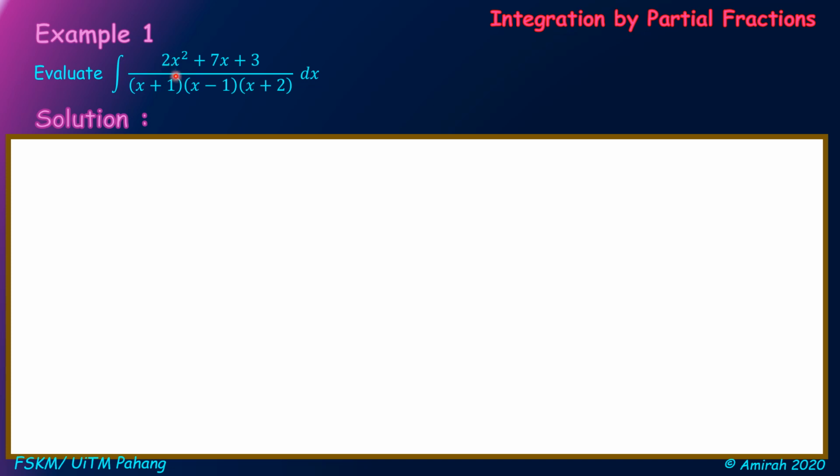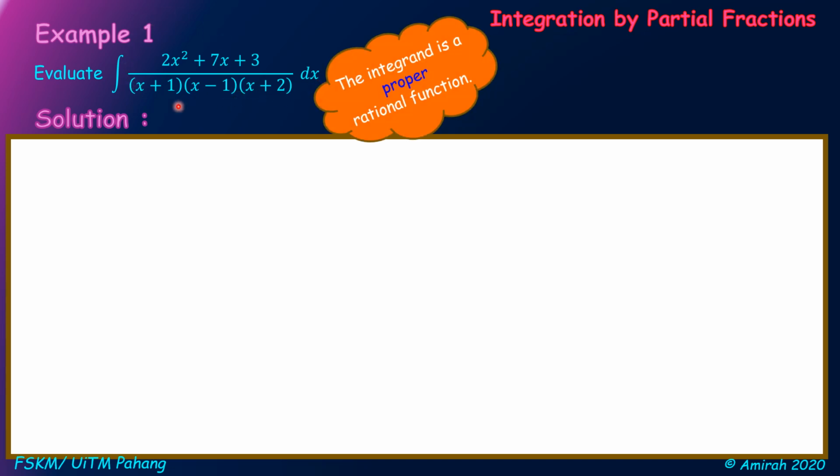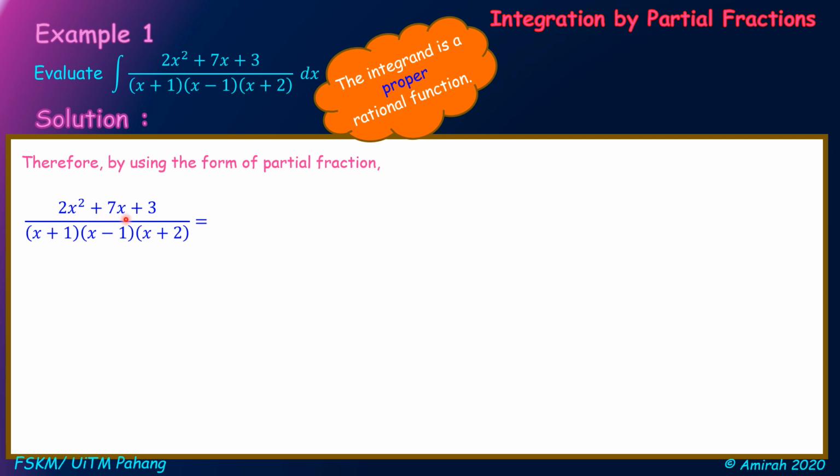Evaluate the integration of 2x squared plus 7x plus 3 over x plus 1, x minus 1, x plus 2 dx. From here, the integrand is a proper rational function because the degree of the numerator is less than the degree of the denominator. Therefore, by using the form of partial fraction, we can write 2x squared plus 7x plus 3 over x plus 1, x minus 1, x plus 2 into the sum of partial fraction.